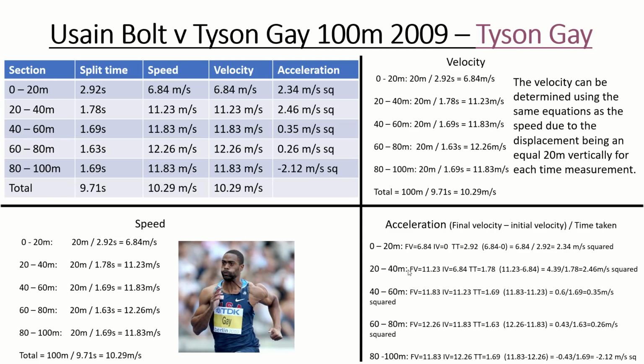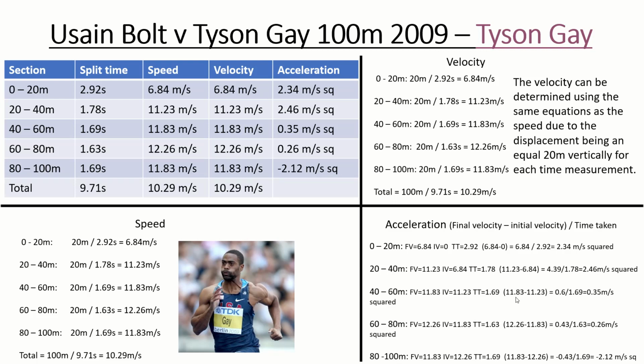And then moving on, our acceleration will be 6.84 final velocity minus the naught of the initial velocity, and then that will give us 6.84. That will then be divided by 2.92, the time taken, giving us a total of 2.3 meters per second squared. The next 20 meters is initial velocity of 6.84 taken away from a final velocity of 11.23, giving us 4.39 divided by 1.78 seconds, giving us 2.4 meters per second squared. This was his fastest acceleration during the race.